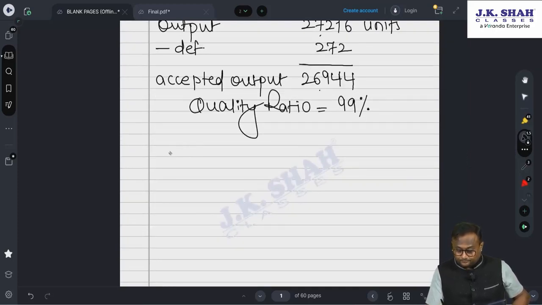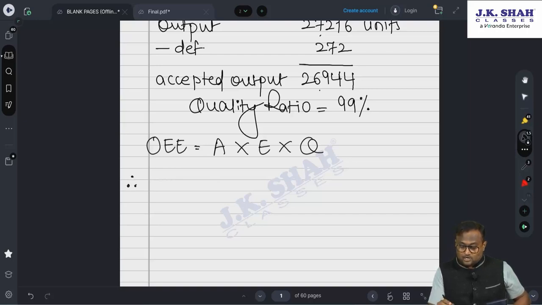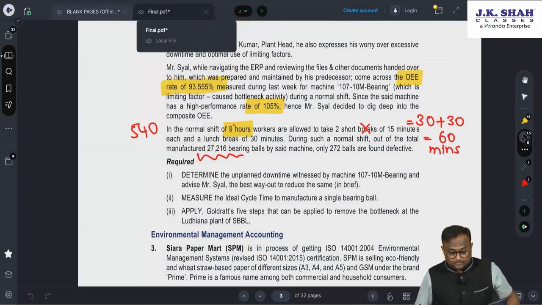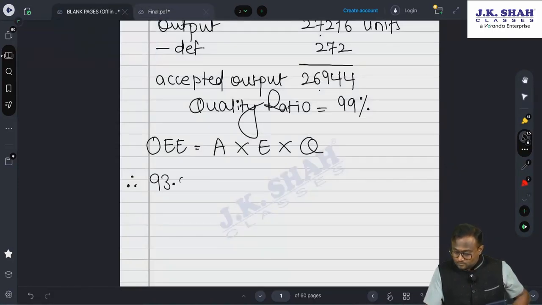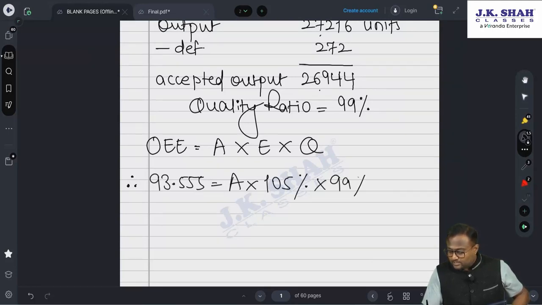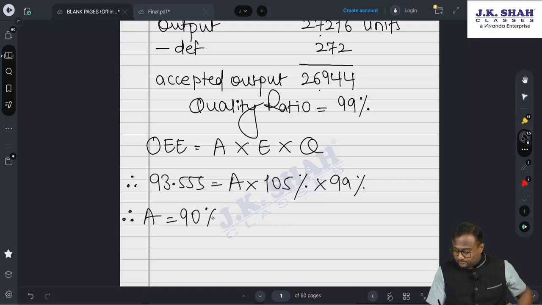Your OEE is availability, efficiency and quality. How much is OEE given? 93.555. Availability we need to find out, efficiency is 105 and quality is 99. So the availability ratio should be 90%.